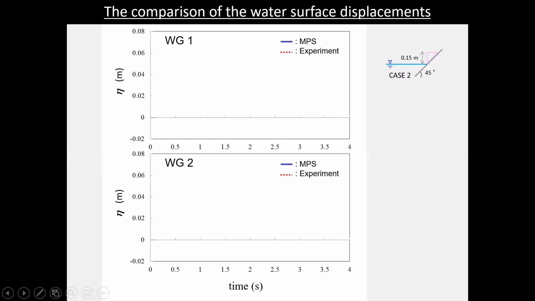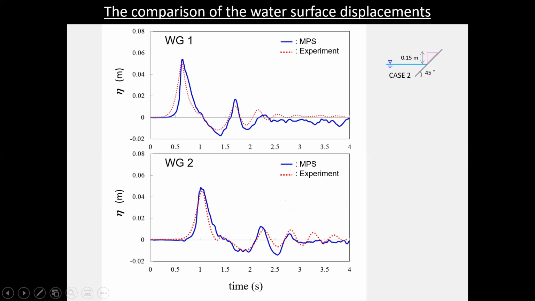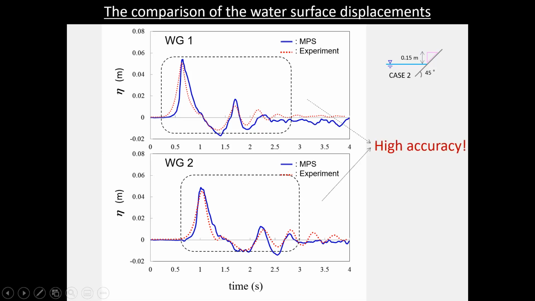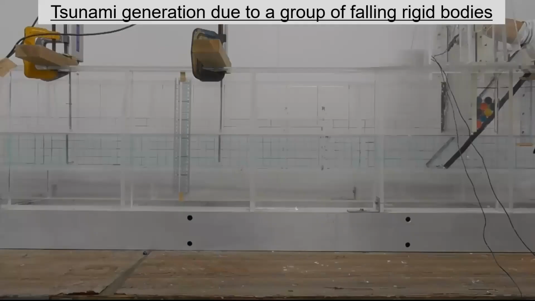These figures show the comparison of the water surface displacements at wave gauges 1 and 2. The blue lines show the numerical data through the MPS method, and the red lines show the corresponding experimental data. We can see high accuracy, especially in the peak values of the first wave. The numerical results for the phase and the wavelengths of the first wave are also good. I'd like to move on to the next case.